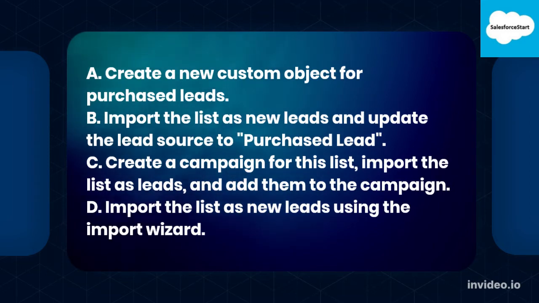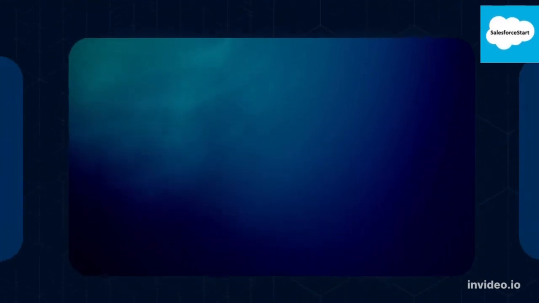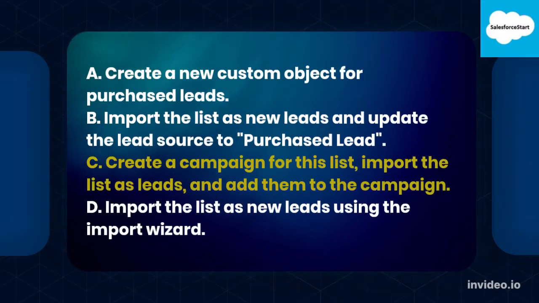A. Create a new custom object for purchased leads. B. Import the list as new leads and update the lead source to purchased lead. C. Create a campaign for this list, import the list as leads, and add them to the campaign. D. Import the list as new leads using the import wizard. The answer is option C. Create a campaign for this list, import the list as leads, and add them to the campaign.